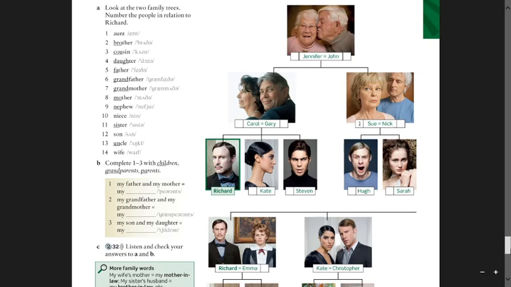Then go back to page 28 in the student's book, and you have to work in pairs. First you have to answer the questions and then you have to ask the questions to your classmate. That's all you have to do in the vocabulary part.